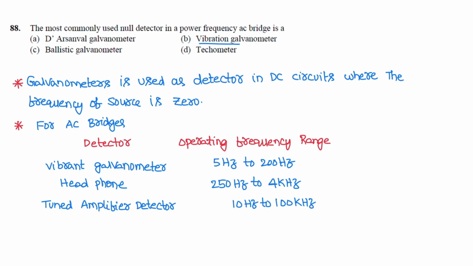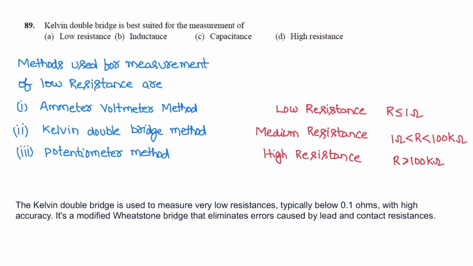Next, question number 99. Kelvin double bridge is best suitable for the measurement of resistance, in particular for the measurement of low resistance. And the methods used for the measurement of low value of resistance are ammeter voltmeter method or VI method, Kelvin double bridge method, and potentiometer method. The low resistance is the value of resistance less than 1 ohm. Medium resistance is resistance value lying between 1 ohm to 100 kilo ohm, whereas high resistance is more than 100 kilo ohms.